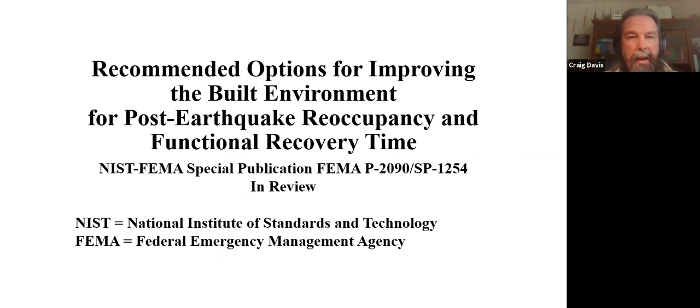All right, so now I'm going to move forward to identifying a new concept of functional recovery that's being driven by the federal government. So this comes in a report that is soon to be released titled Recommended Options for Improving the Built Environment for Post-Earthquake Reoccupancy and Functional Recovery Time, developed by NIST and FEMA, which are the National Institute of Standards and Technology and the Federal Emergency Management Agency, as directed by Congress.